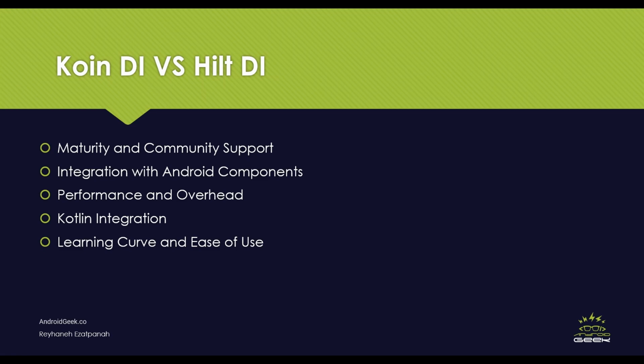Hilt dependency injection, although it supports Kotlin, is more closely tied to Java and may not fully leverage the power of Kotlin's language feature. For Kotlin-centric projects or developers who prefer a Kotlin-first approach, Koin dependency injection may provide a more natural and intuitive experience.